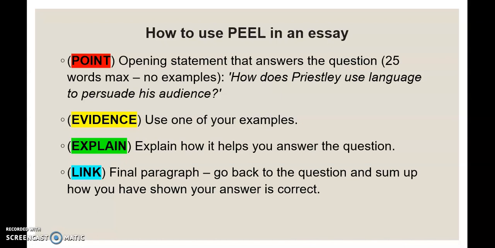The examiner wants to hear really from you in your own words about how you think Priestley uses language effectively. Once you've done that, you can start introducing the evidence, the phrases in bold that I showed you earlier. You're going to introduce those and then explain how that evidence helps you show that your point is correct. And that's really important. The explain part is really where the magic happens and where you're going to get those super high grades by explaining in your own words how the evidence proves the point is true. And then finally, there's a link at the end where you simply go back to the question and sum up what you've explained and show how, because of that, your answer is correct.